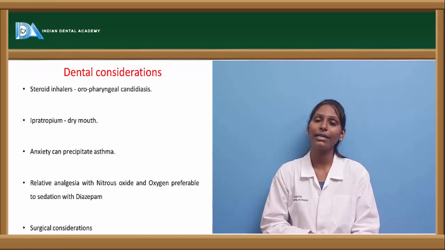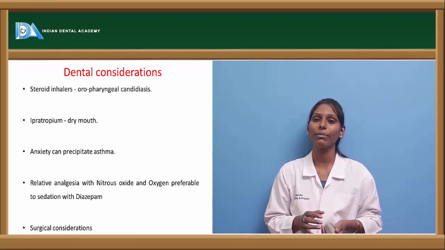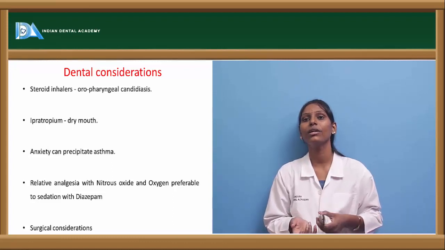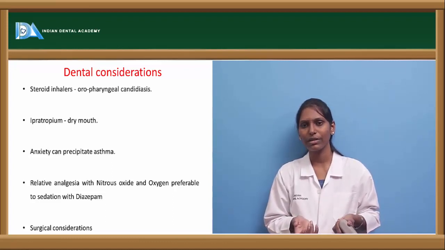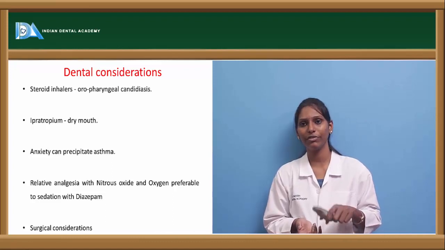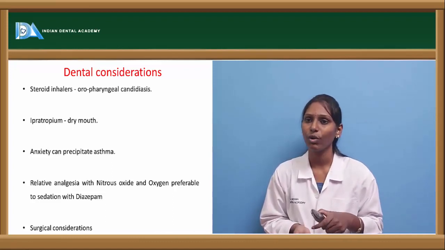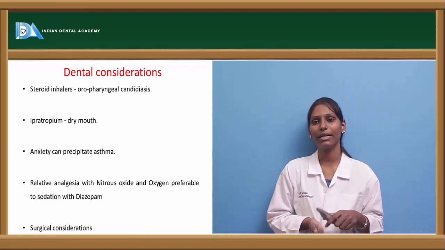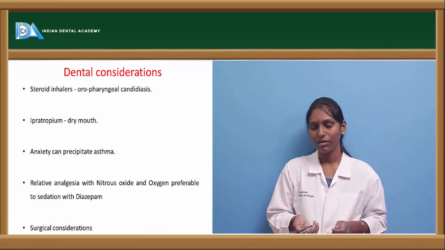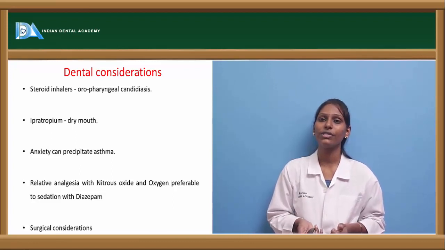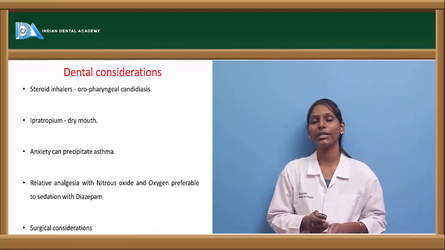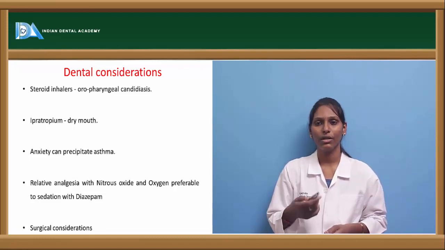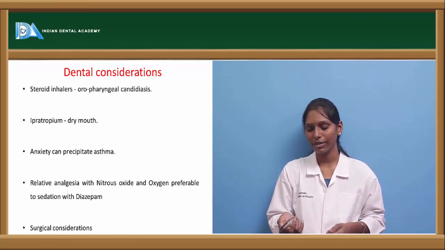Then we also have, in case of severe asthmatic conditions, GA, general anesthesia, or nitrous oxide inhalation is usually contraindicated. But relative analgesia with nitrous oxide and oxygen is preferable to sedation with diazepam. Whenever they are thinking of surgical considerations, think about GA. Usually GA is contraindicated in these cases. Then we can go with relative analgesia with a nitrous oxide and oxygen combination in these cases.